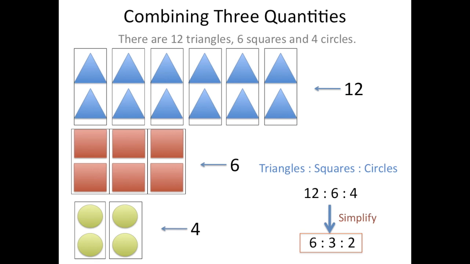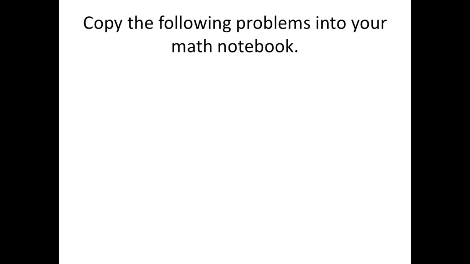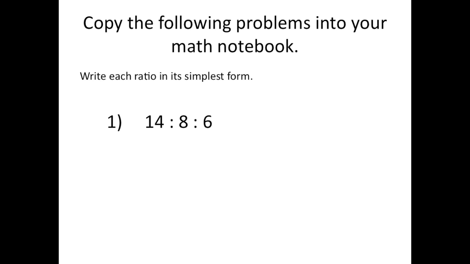Okay, now that we've seen how to simplify with 3 quantities, we're going to give a couple a try ourselves. So copy the following problems into your math notebook. We're going to write each ratio in its simplest form. So copy down number 1, 14 to 8 to 6. And we're going to want to say 14 to 8 to 6 is equal to what when we simplify?